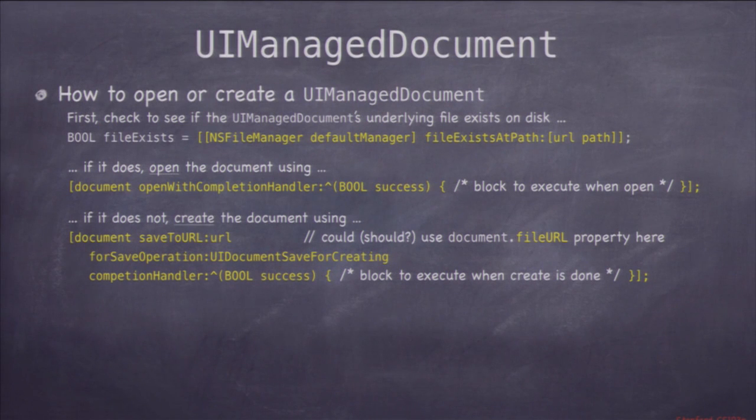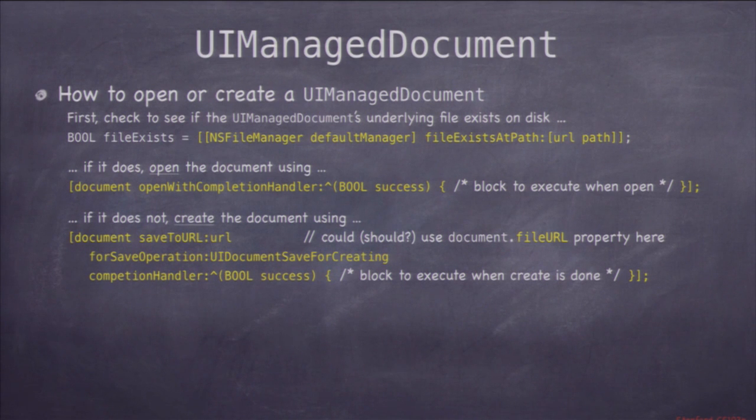To find out whether it exists on disk, we have to use fileExistsAtPath. You have the URL to it, you say NSFileManager defaultManager, that's like a shared file manager. fileExistsAtPath returns a Boolean whether the file already exists. If it does exist, then we're going to open it, and the way we're going to open it is with the UIManagedDocument method openWithCompletionHandler. If it doesn't exist, then we're going to create that document on disk with saveToURL. For save operation, UIDocumentSaveForCreating is the argument we want there because we're creating this file.